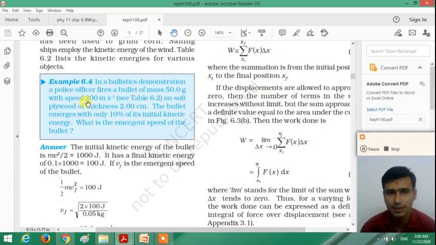The initial velocity of the bullet is 200 meter per second. So you can easily calculate the initial kinetic energy from one half m v square, right? Then in the thickness of 2 centimeter, we need to calculate the work done, and the change in kinetic energy is equal to the work done. From that we can find the final kinetic energy, and from the final kinetic energy we can find the final speed, that means the emergent speed of the bullet, right?